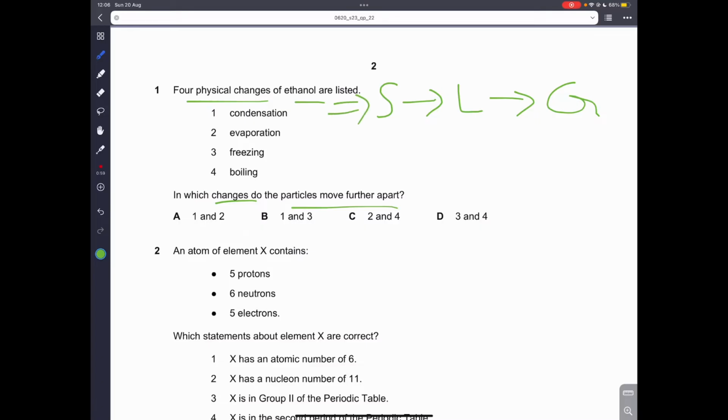We know the solid particles are very tightly packed with each other, and in their liquid form they move slightly apart. However, there are still some attractions. In gas, the particles are the furthest apart from each other, so they move further apart than liquid. So we have to go solid to liquid. This is called melting. Liquid to gas, this is evaporation.